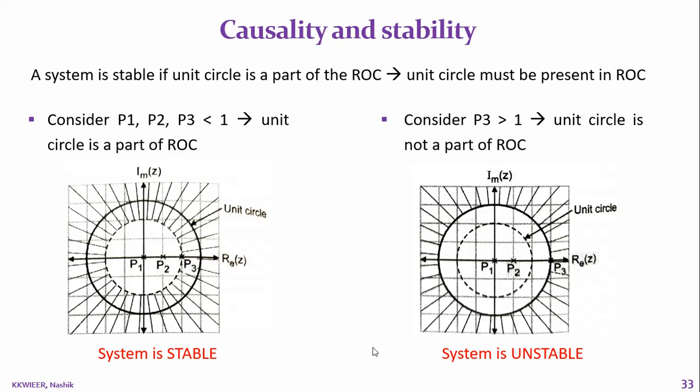So considering P1, P2, P3 less than 1, that is, the unit circle is a part of the ROC, that means as all poles are lying inside the unit circle, the system is stable. Now in this case P3 is lying outside the unit circle, so that's why this system is unstable. So this is how to check the system causality as well as stability.